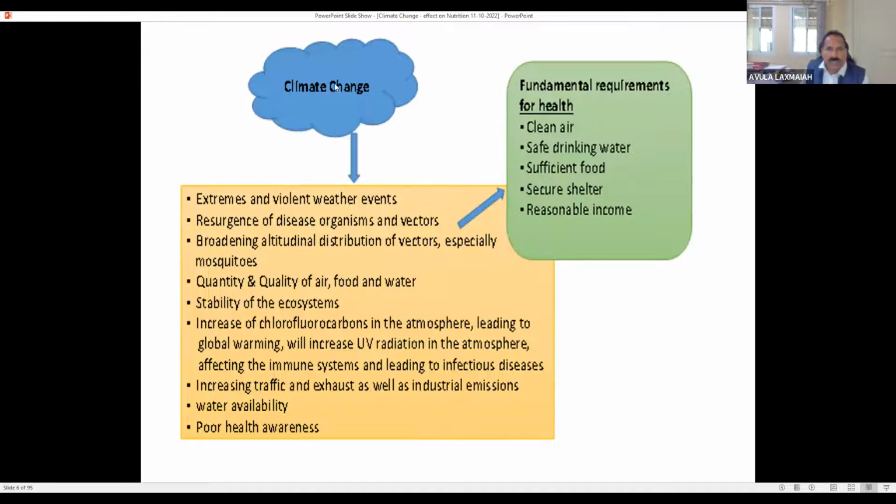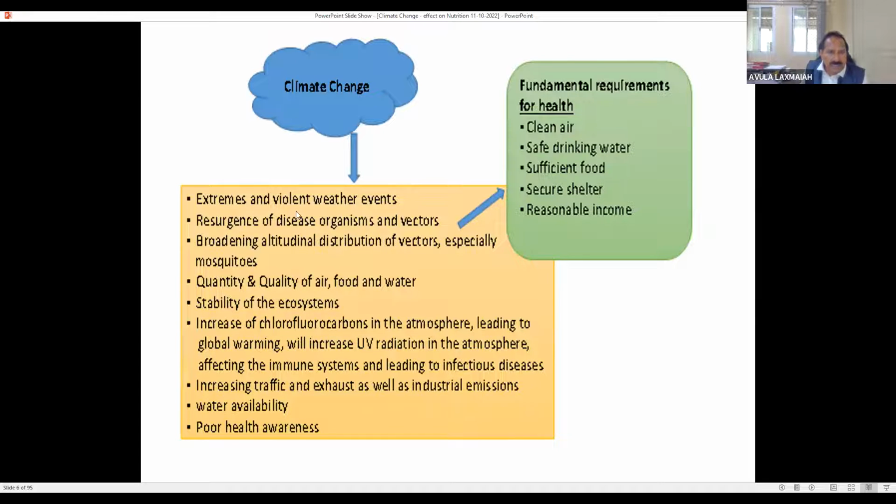The socio-economic and political context will also cause food insecurity. Now, climate change: what are the fundamental requirements for health? These were already spoken about. Clean air is required, safe drinking water, sufficient food, secure shelter, and reasonable income. All these things are important for living a healthy life.